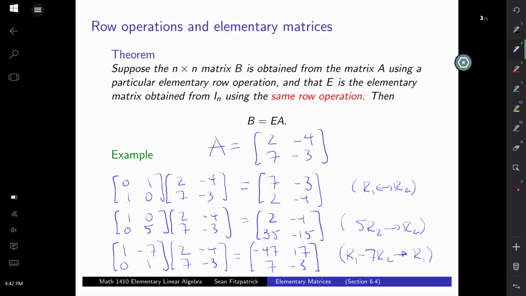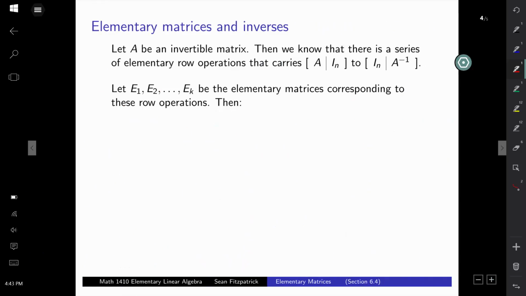Okay, so multiplying by an elementary matrix, one thing to keep in mind here is that it is multiplication on the left. It's very important that this is always left multiplication. So if we multiply on the left by an elementary matrix, it's exactly the same as performing a row operation. Okay, good. Now, what does this have to do with computing inverses?